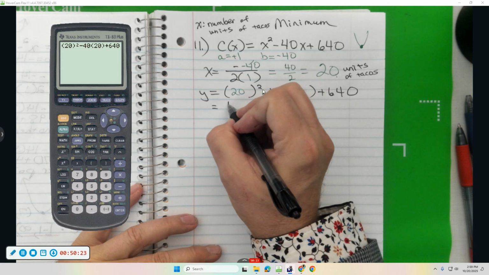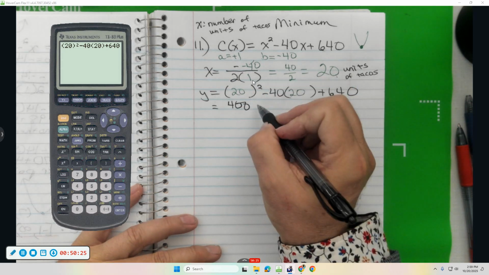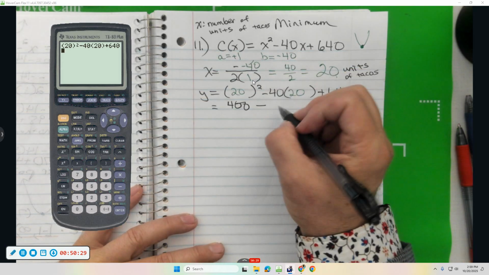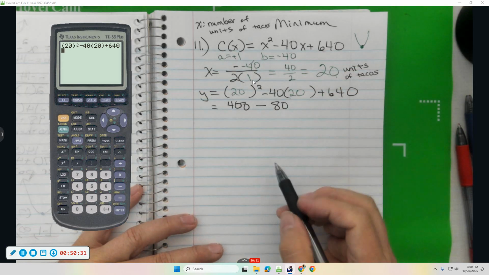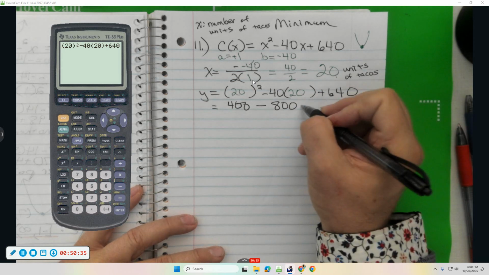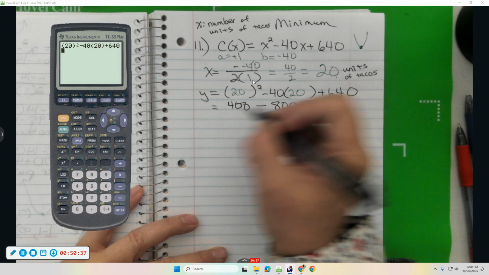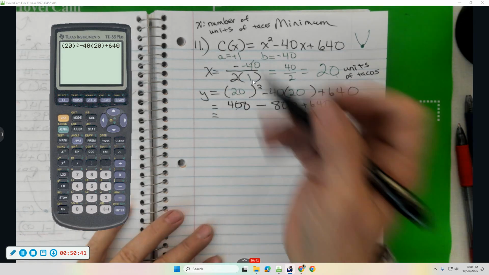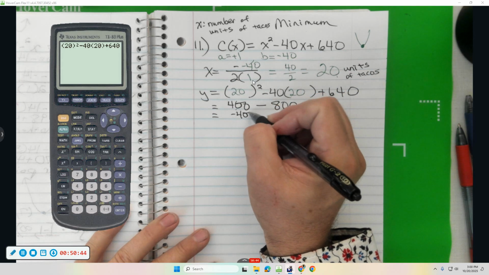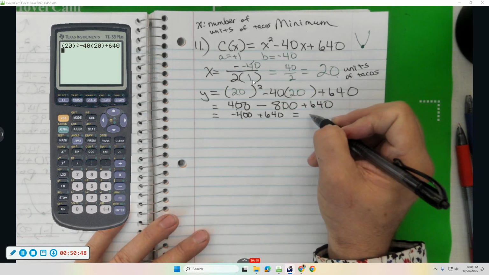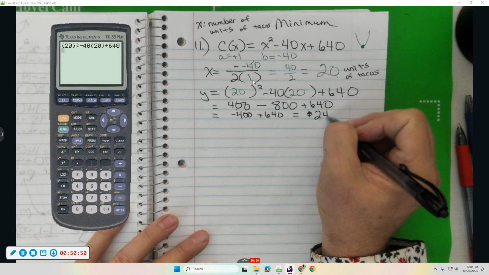20 squared is 400, minus 40 times 20 is, not 80, pardon me, 800, and plus 640. 400 minus 800 is a negative 400, plus 640. What are y'all getting there? 240.